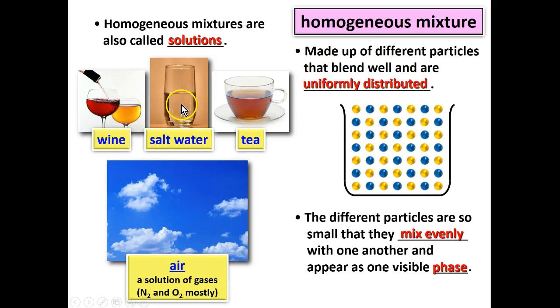Wine, salt water, so there's salt dissolved in there. You can't see it. It looks like one fluid visible phase. Same with tea. The tea is dissolved in the water. And then air. This is one that we don't commonly think of as being a solution, but it is. Air is made up of oxygen gas, carbon dioxide, carbon monoxide, nitrogen, argon, all these mixtures of gases, but it looks like one fluid substance.